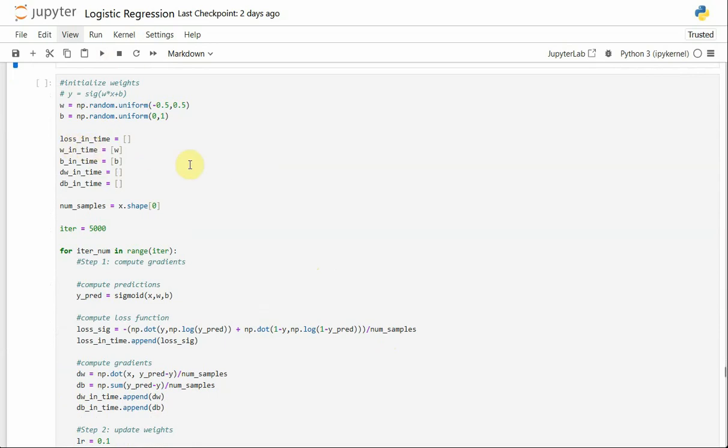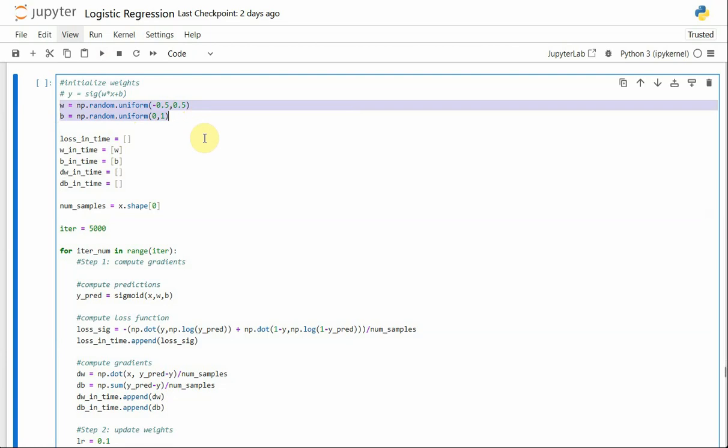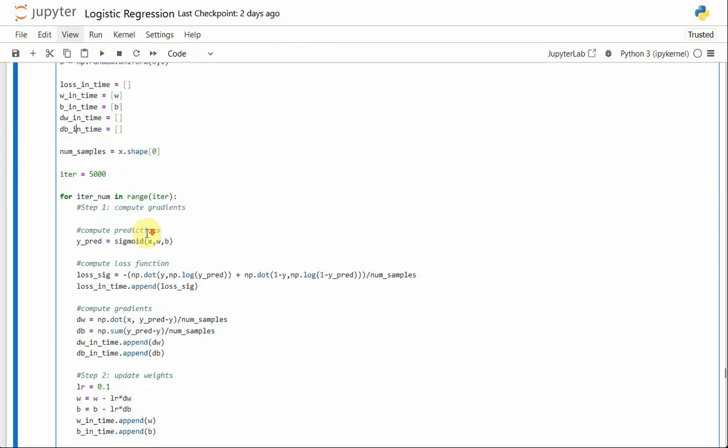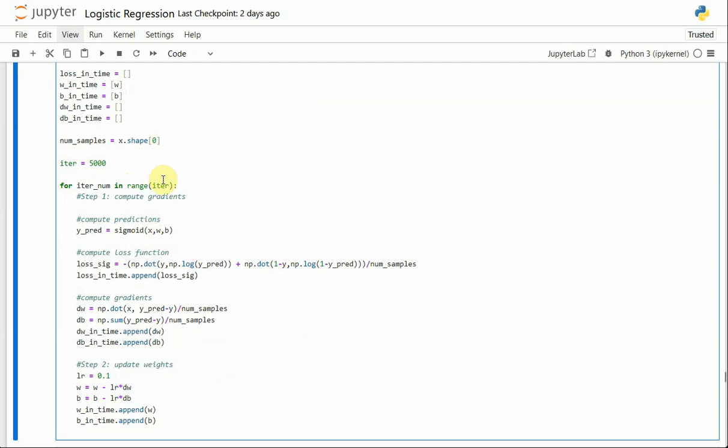Finally, let's run the gradient descent algorithm. Start off by initializing parameters w and b randomly. Then we introduce auxiliary variables to store the history of the cost function, of parameter w and parameter b in time, and the history of the gradient of w and gradient of b. However, because logistic regression is a highly nonlinear function, we will take 5,000 iterations.